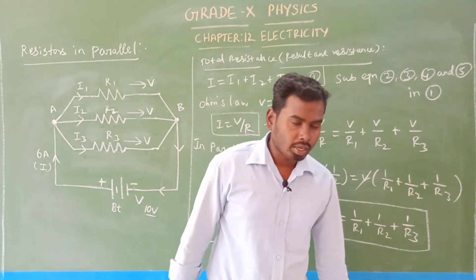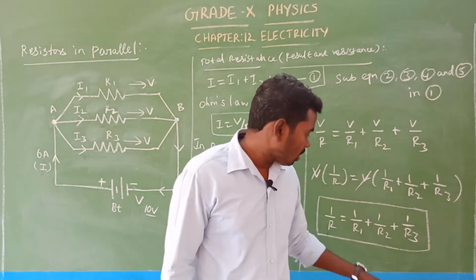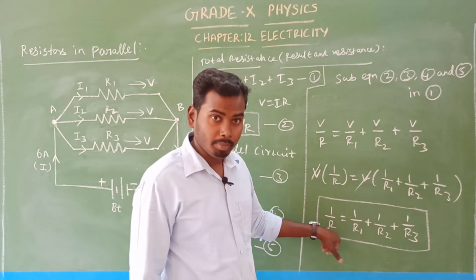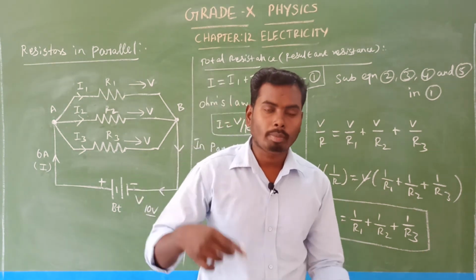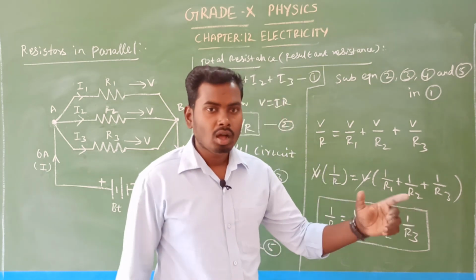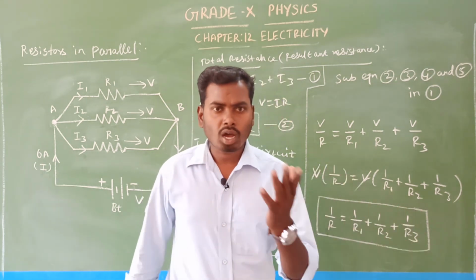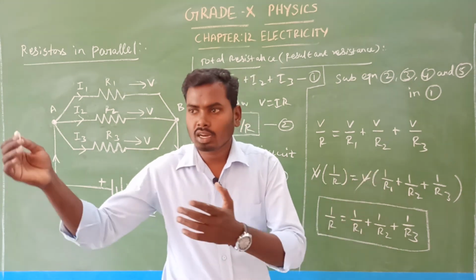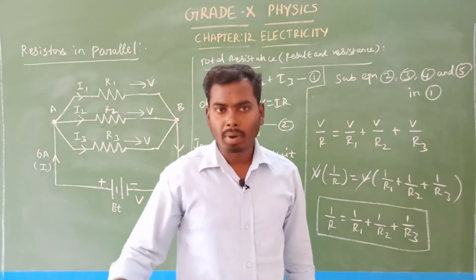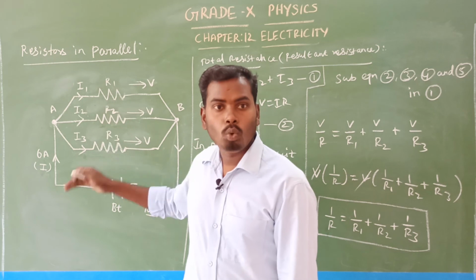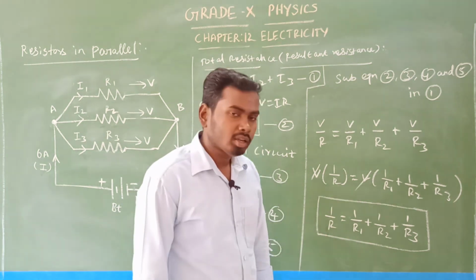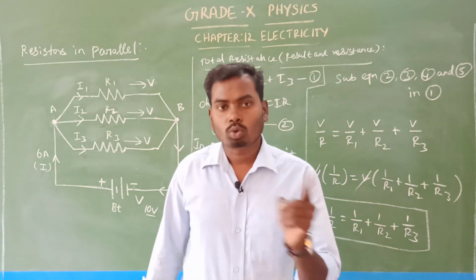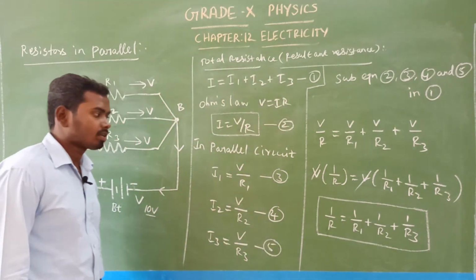1 by R is the total resistance value in parallel. 1 by R is equal to 1 by R1 plus 1 by R2 plus 1 by R3. In series, it is equal to R1 plus R2 plus R3, because in series the resistors are connected one after one. But here, resistors are connected one below one, due to which the formula to find the total resistance is 1 by R equal to 1 by R1 plus 1 by R2 plus 1 by R3. Is it clear, students?